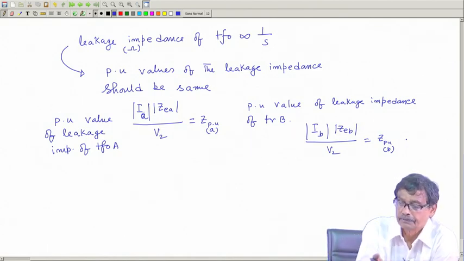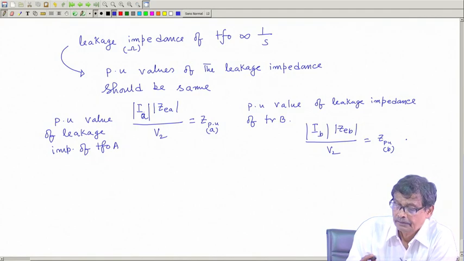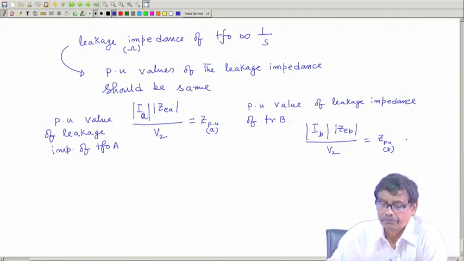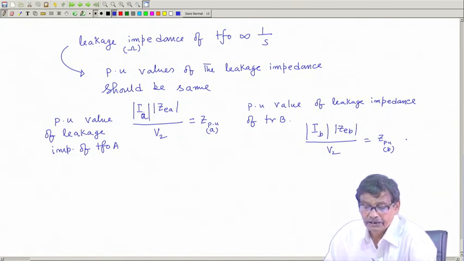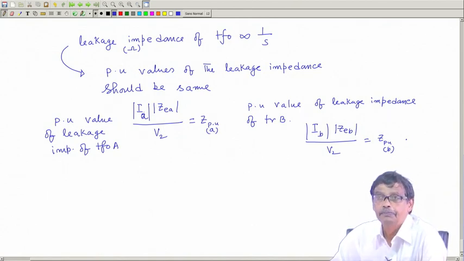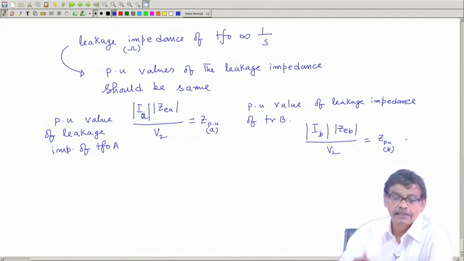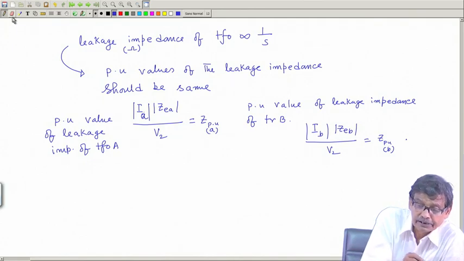So, we have gone through this. Now, the last thing I will tell about the parallel operation of transformers is what happens if it is a 3-phase transformer, because after all in our power system it is all 3-phase transformers. So, I write down these conditions once again.